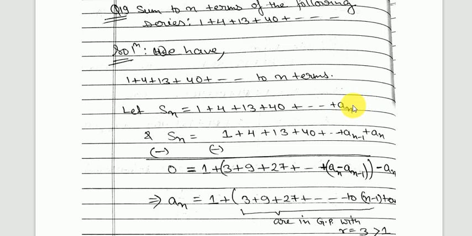Okay, but obviously there will be an nth term. So let that nth term be an. So Sn equals 1 plus 4 plus 13 plus 40 plus dash dash plus an.